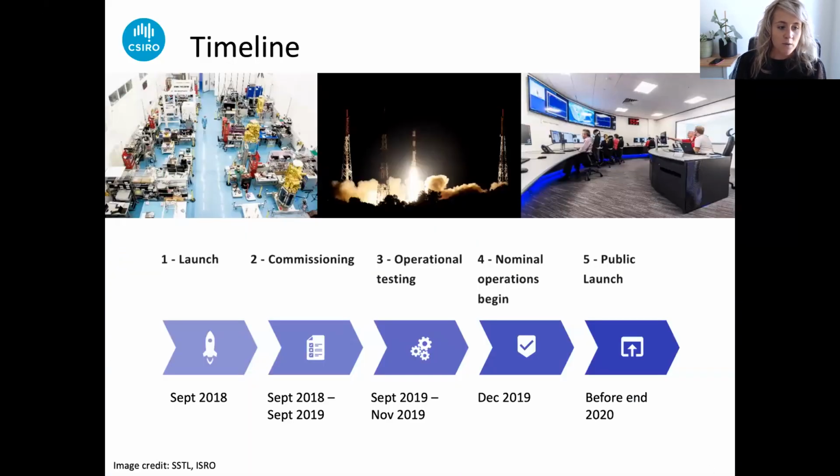The satellite was launched in September 2018, and since this time it's undergone a period of commissioning and operational testing. Last year in December, nominal operations then began, and we have been acquiring data regularly and with more confidence since this time. The national facility for Australia will then open before the end of this year.